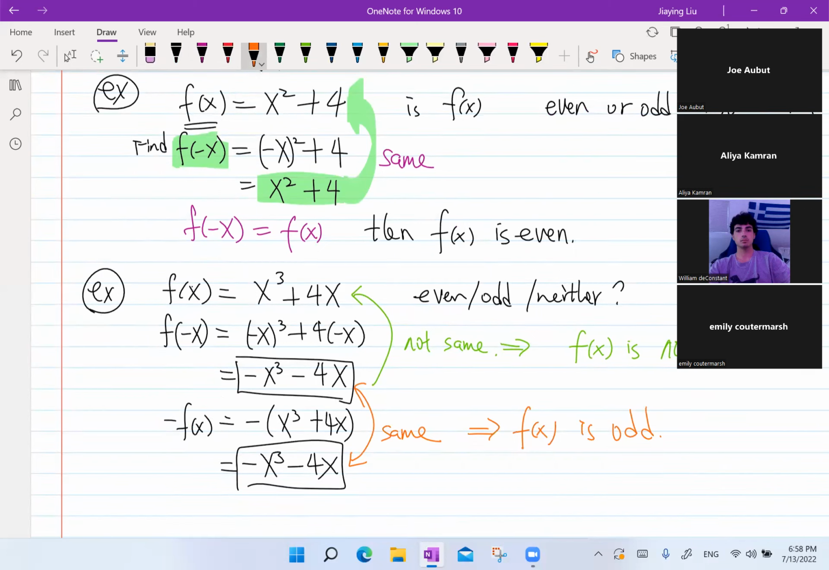And it turns out that functions like 4x and x cubed, those individual pieces of the function f of x, are odd. So if we take an odd function and add it to another odd function, you end up with an odd function.